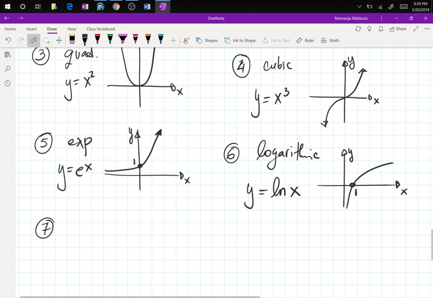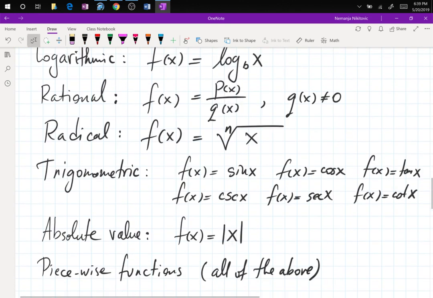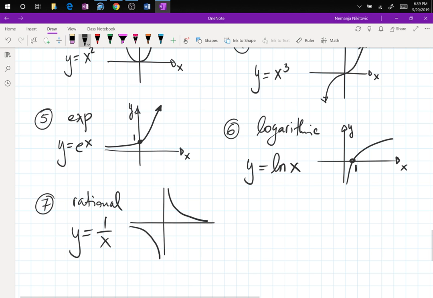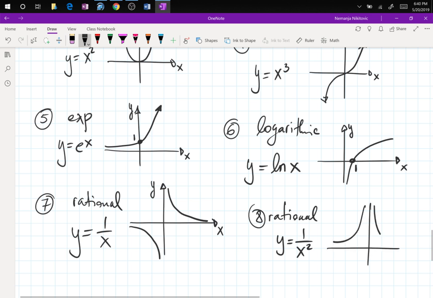Number 7. What was the order I went in? Order doesn't matter, but rational function. We'll go with y equals 1 over x. You'll be sick of this function as well. It's good to explain a lot of concepts. And its partner in crime, another rational function, 1 over x squared. Also a good one.